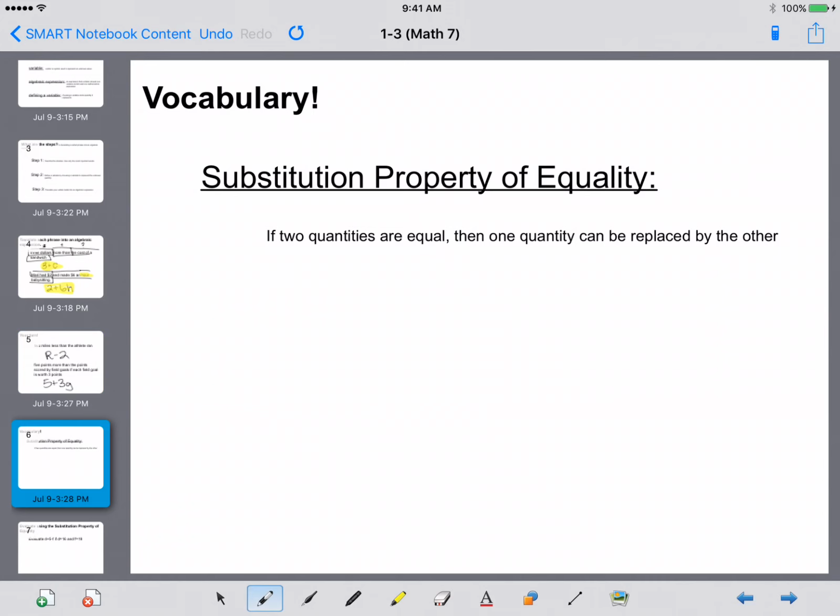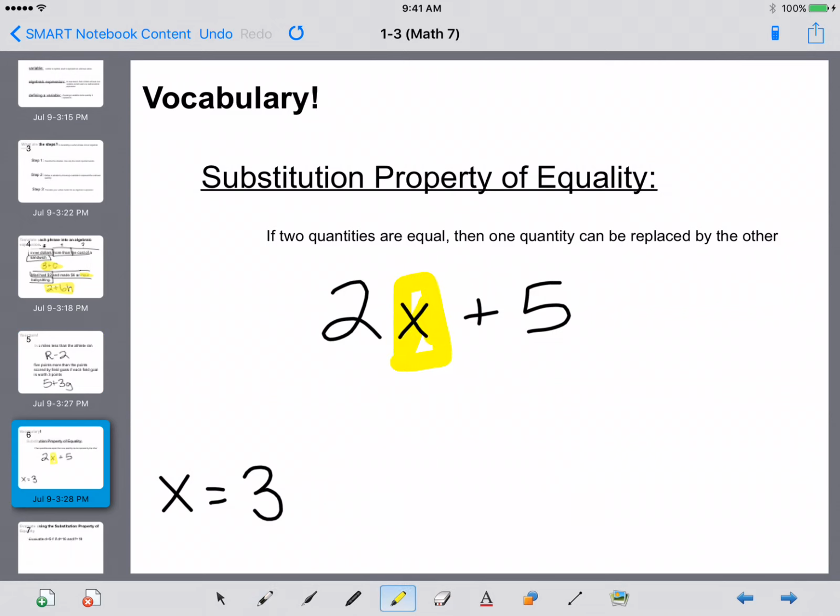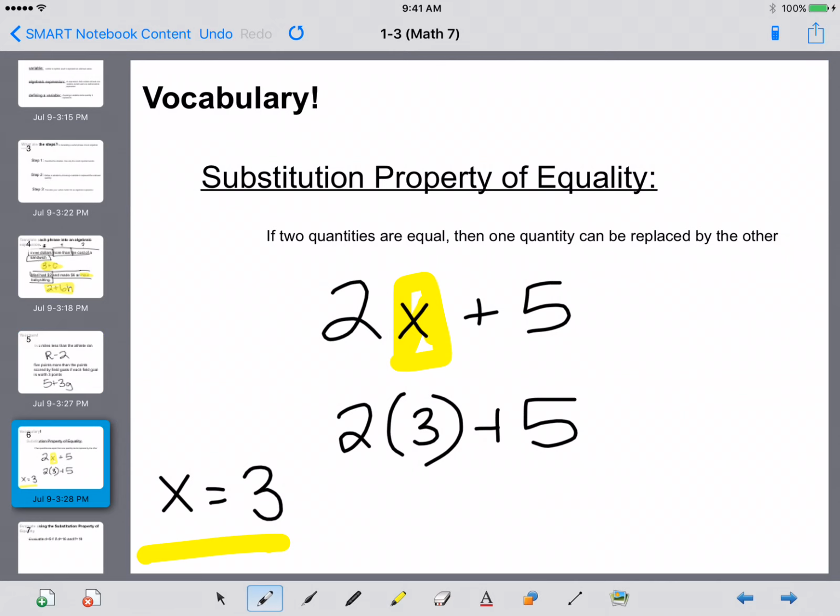We've got some more vocab for you. We have the substitution property of equality. And what that means is if two quantities are equal, then one quantity can be replaced by the other. So like if we have the expression 2x plus 5, and we know x equals 3, we can go ahead and replace this x right here with what it equals. So we can go 2, replacing the x with 3, plus 5, and then evaluate. So 2 times 3 is 6, plus 5 will get us 11.